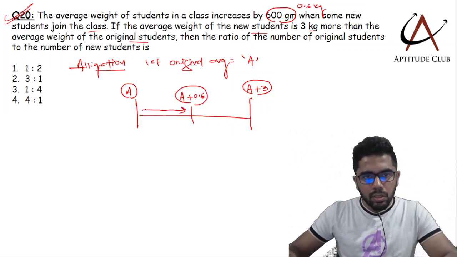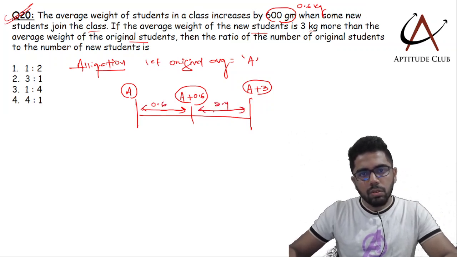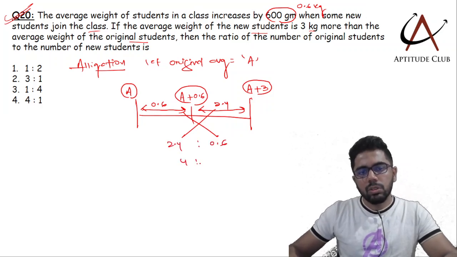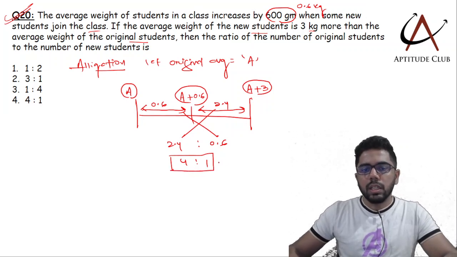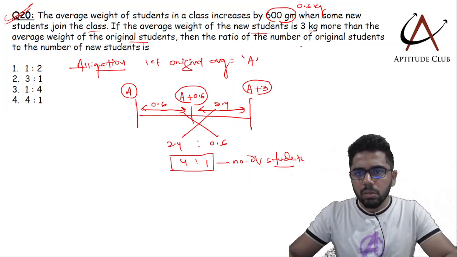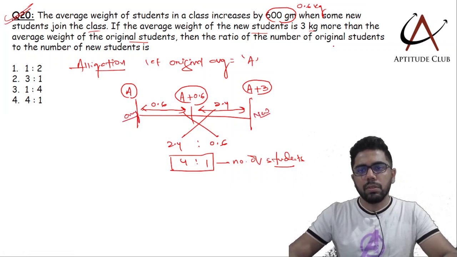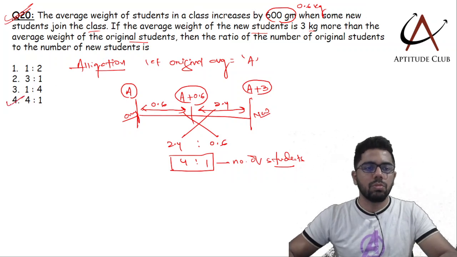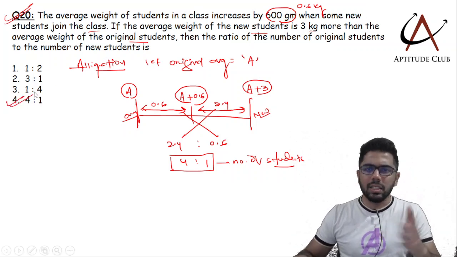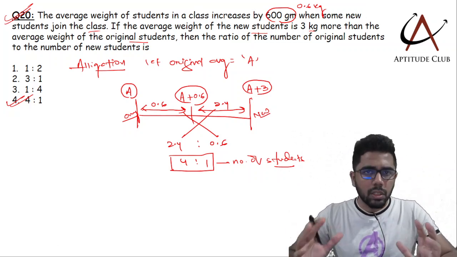So what is this gap? This gap is 0.6, whereas this gap is 2.4. तो ये इंटरचेंज हो गया, 2.4 is to 0.6, और द रेशियो इज 4 is to 1. ये किसका रेशियो है? रेशियो ऑफ द नंबर ऑफ स्टूडेंट्स. नंबर ऑफ स्टूडेंट्स वही पूछा है. देन द रेशियो द नंबर ऑफ ओरिजिनल स्टूडेंट्स, ये ओरिजिनल है, एंड दीज आर न्यू स्टूडेंट्स. व्हाट्स द रेशियो ऑफ नंबर ऑफ ओरिजिनल स्टूडेंट्स टू द नंबर ऑफ न्यू स्टूडेंट्स? 4 is to 1. कितना इजी क्वेश्चन है सोचो. 30 seconds you will solve this.